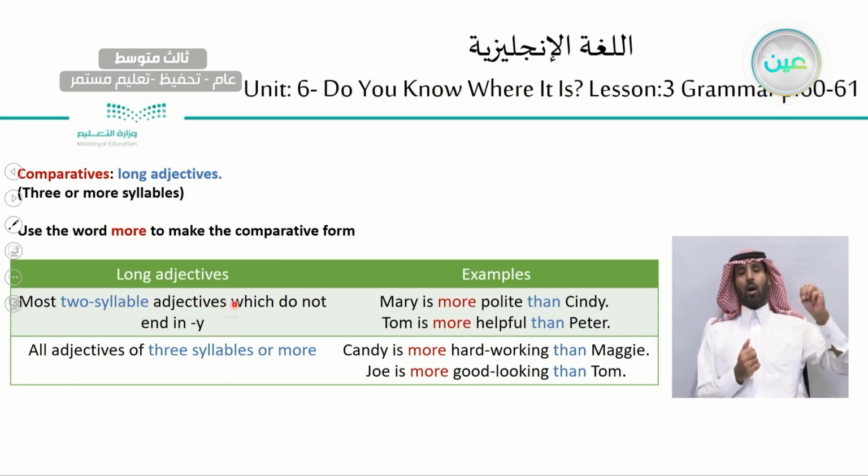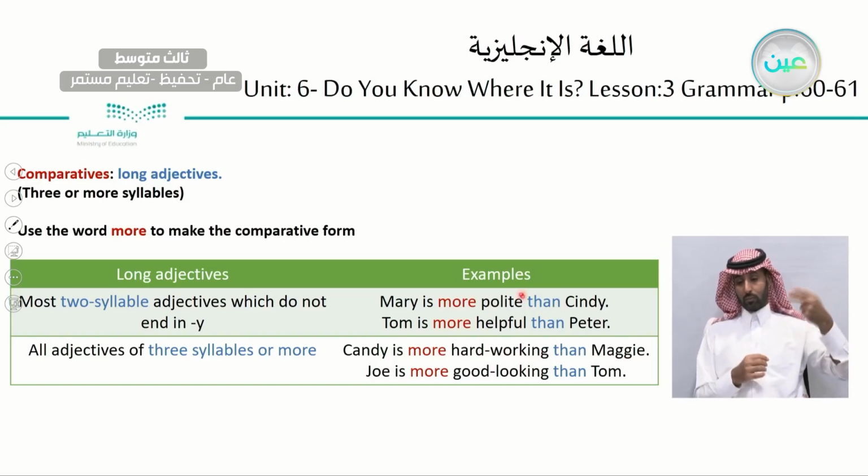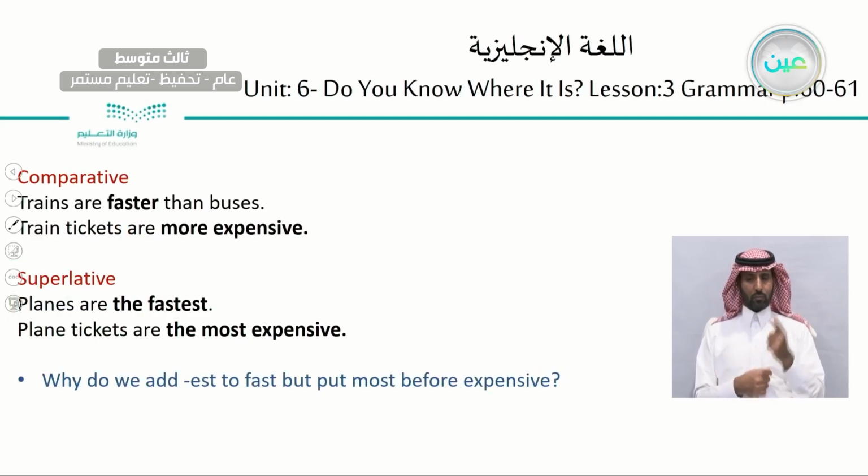Most two-syllable adjectives which do not end with a y: Mary is more polite than Cindy. Tom is more helpful than Peter. All adjectives of three syllables or more: Candy is more hard working than. Notice that we use than. Faster than. We add than with the comparative, okay? Joey is more good looking than Tom. This is how we use the comparative if we have a long adjective, okay?